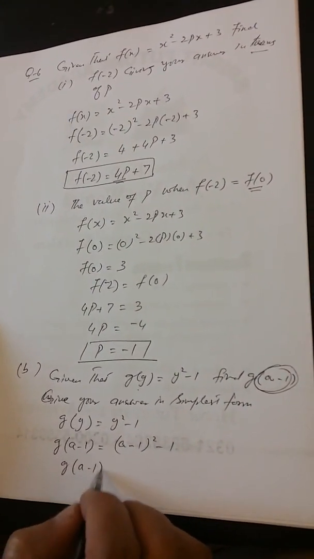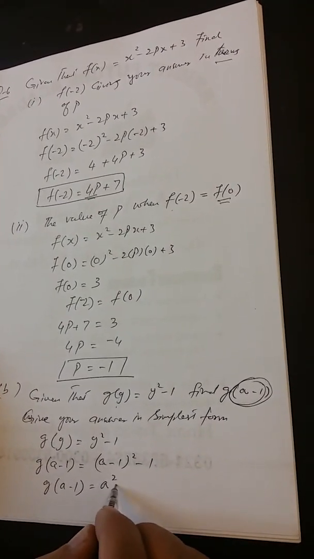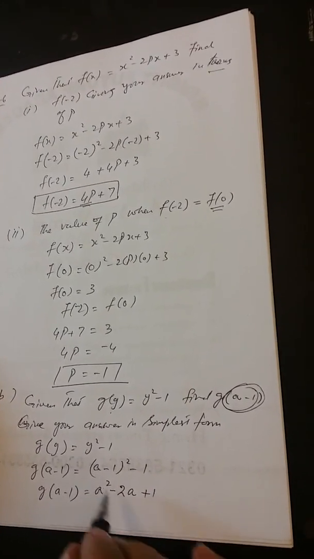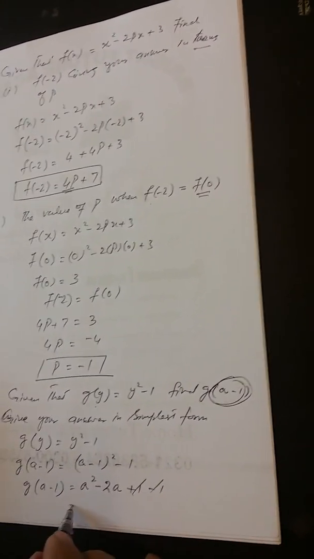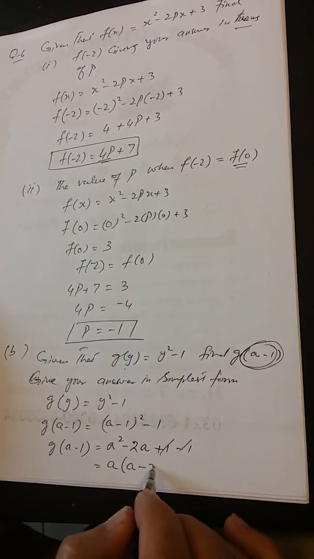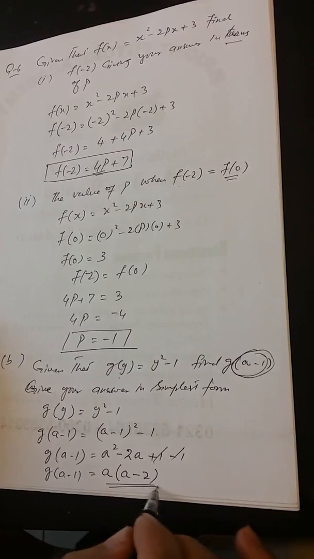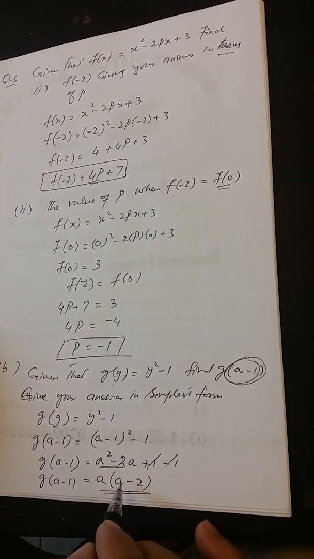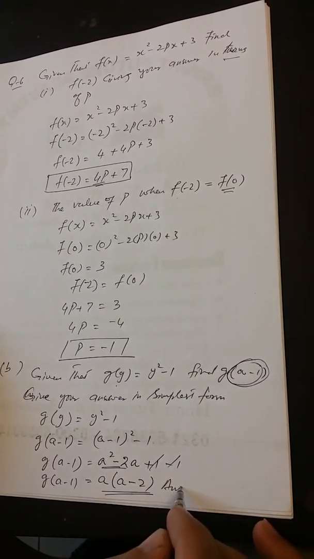Now if you are familiar with the factorization, it will be a square minus 2a plus 1 as per the formula, and this plus 1 and minus 1 cancel with each other. So take a as common. It will be a into (a minus 2). This is your answer, and it is the simplest form. If you leave your answer here, there might be a chance of losing some marks, so you have to take a common here. This is your answer.